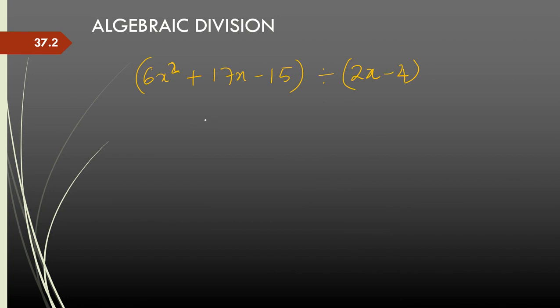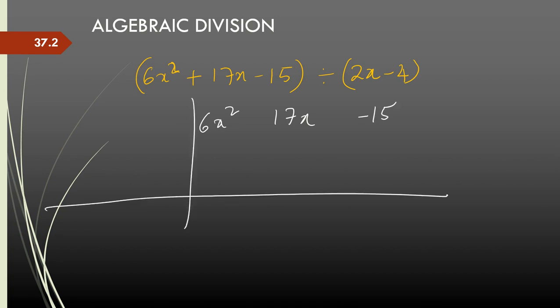So we write 6x square plus 17x minus 15. I'll retain the signs as they are. 2x is the divisor, minus 4 is the flag. So one term from the right is my remainder line. The only thing is there will be no carry forward like in the numeric division, because every term will get divided and we write whatever is the coefficient of the division.